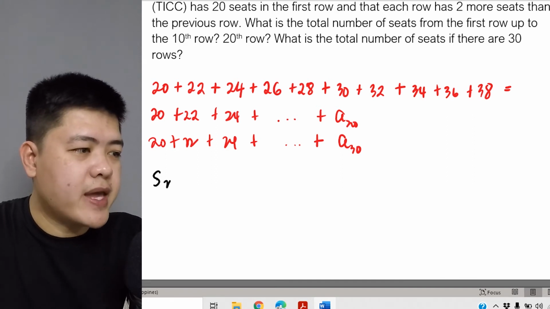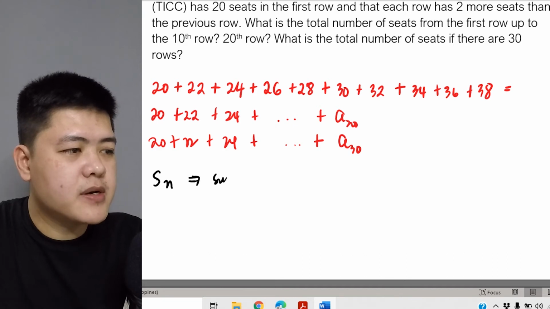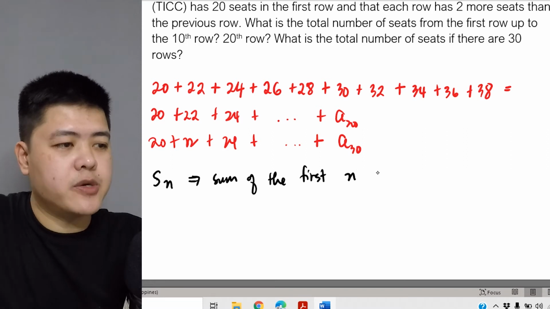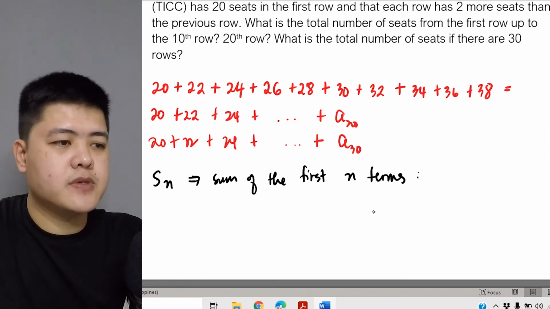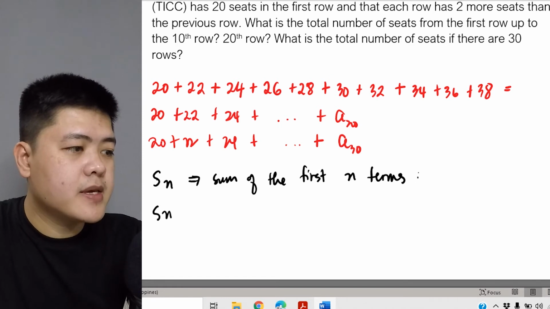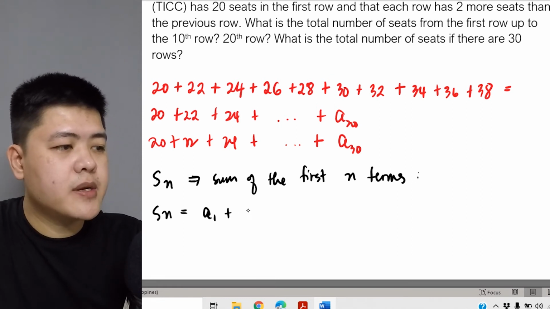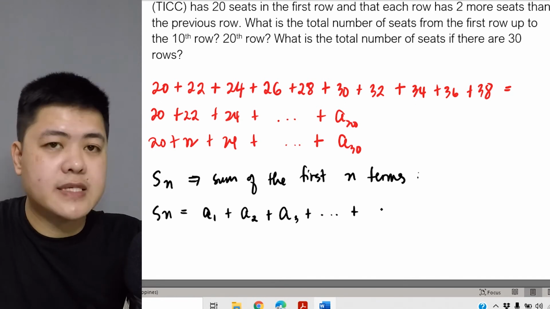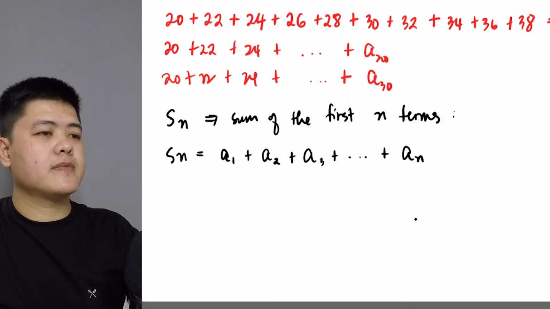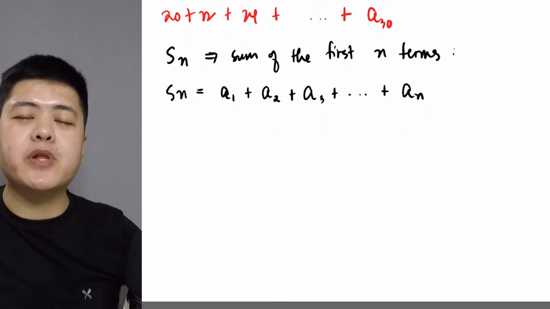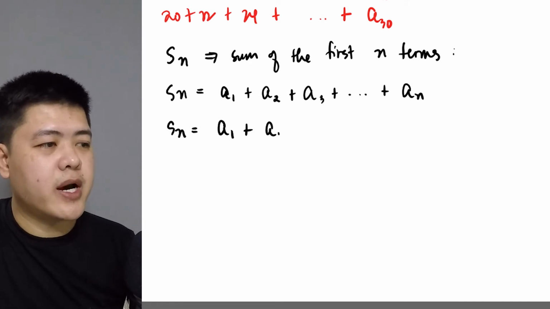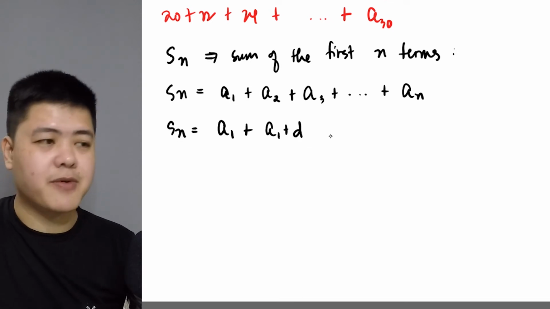We use S sub n to denote the sum of the first n terms. That means S sub n is equal to a sub 1 plus a sub 2 plus a sub 3 up to a sub n. Say, for example, the common difference is d. Then we can write a sub 2 as a sub 1 plus d. Right? A sub 1 plus d.